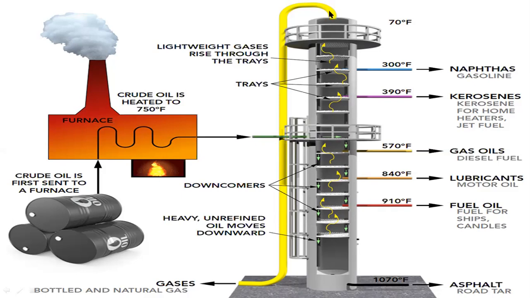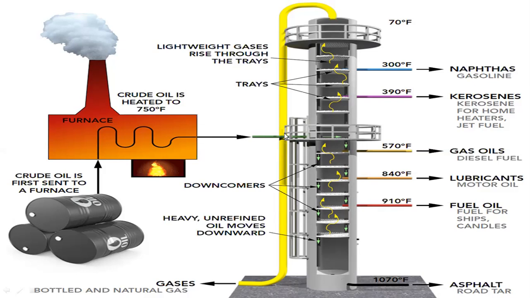That's exactly what happens. You have bottled gases, bottled natural gas, from the top, and then you have naphtha, which is gasoline, collecting at this temperature, kerosene getting collected, and gas oil, mostly diesel fuel, and then lubricants, at 840 degrees Fahrenheit, and fuel oil for ships and candles. And ultimately at the bottom, you are getting asphalt, which is nothing but road tar.